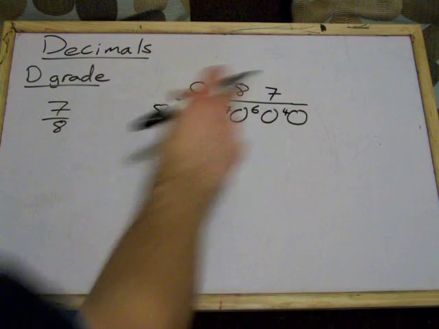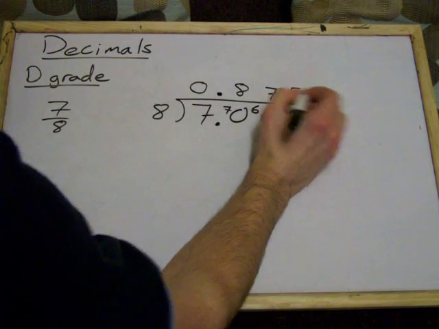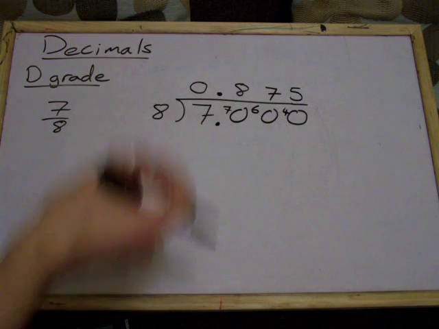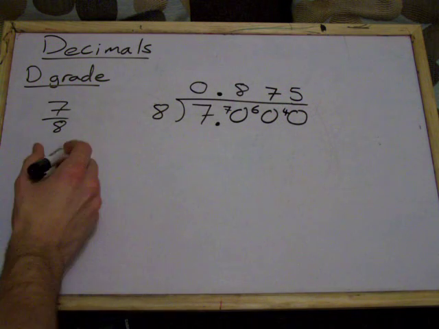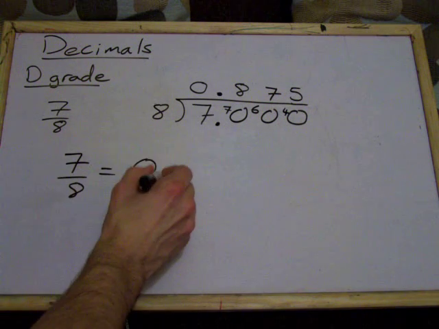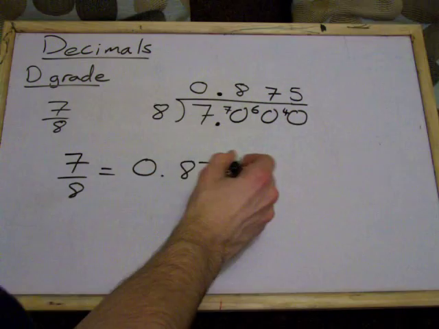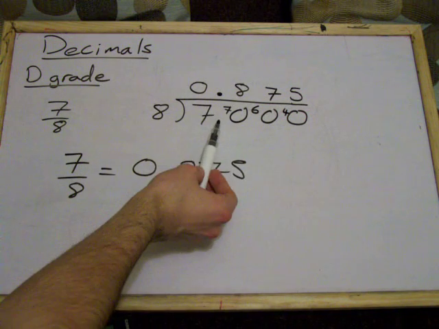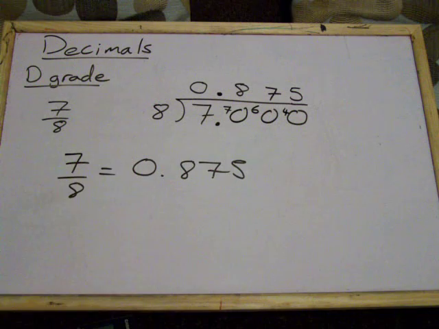Okay, how many 8s are in 40? There are 5. There's no remainder now, so I can stop at that point. This is a terminating decimal. So this means that 7/8 is equal to 0.875. Probably the most critical thing here is to put your decimal here and have it above as well.